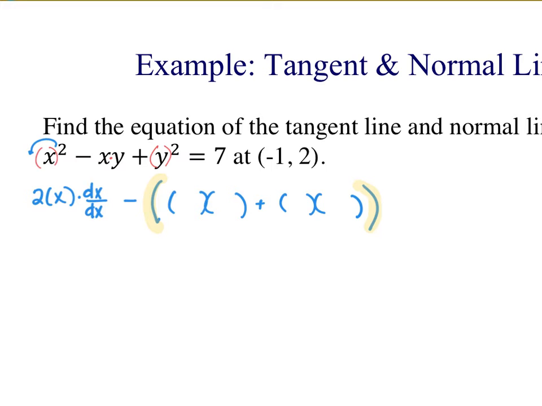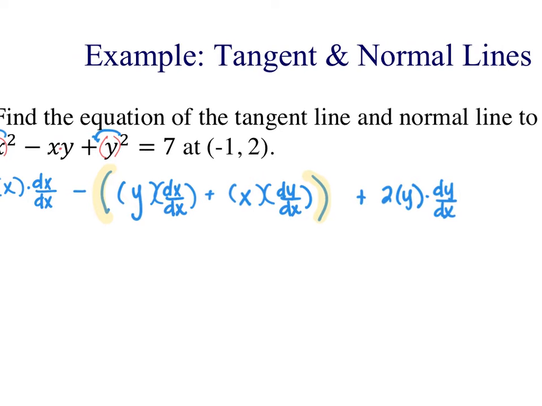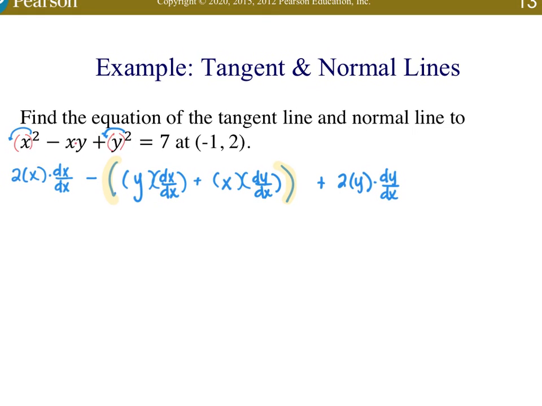So we'll have y first, and then the derivative of x, which is dx over dx, and then x, and then the derivative of y, so dy dx. Okay, plus, now we're ready for the 2 to get pulled in front, so we'll have 2 pulled in front of y, which is in the implied parentheses, and then multiplied by the chain rule for that. And then finally, on the other side of the equal sign, we'll have the derivative of 7, which is 0.